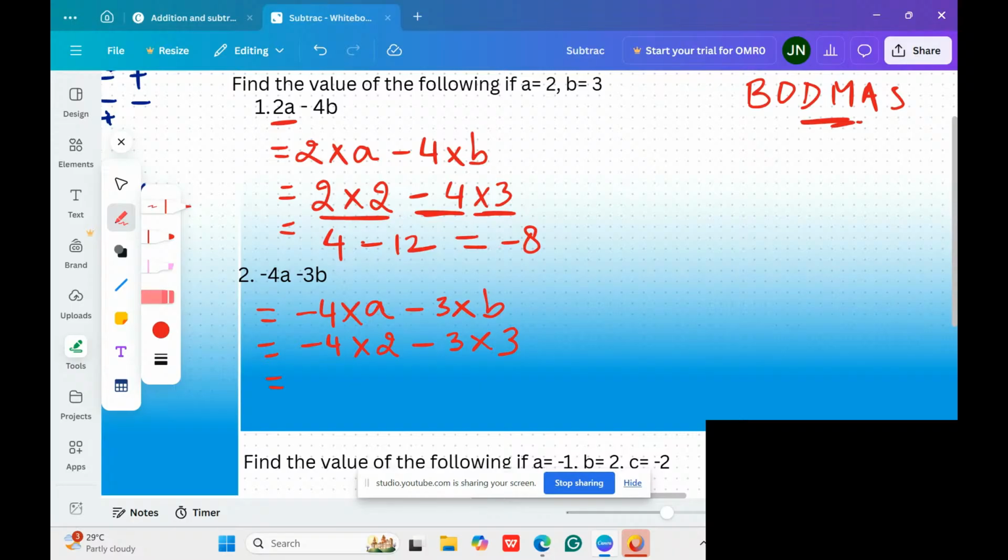Now solve each part. So negative 2 times positive 2. First you will multiply the sign. So negative into positive is negative. 4 times 2 is 8. And then multiply the signs. The sign of negative 3 here, and this sign of 3. So negative into positive, again negative, then 3 times 3 is 9. Okay, same sign, we're going to add them, and the sign of the bigger number, or both are negative, so negative 17.